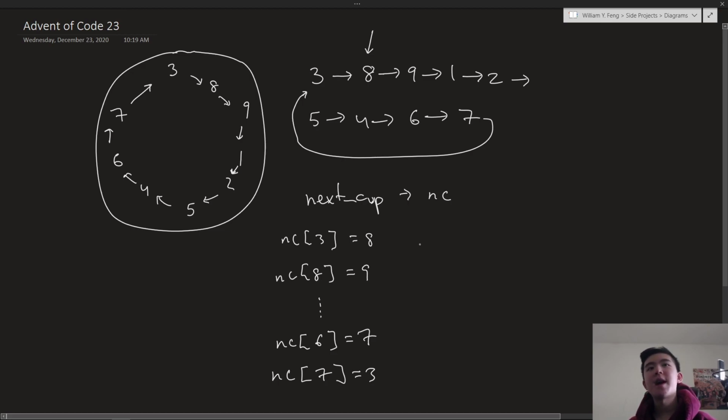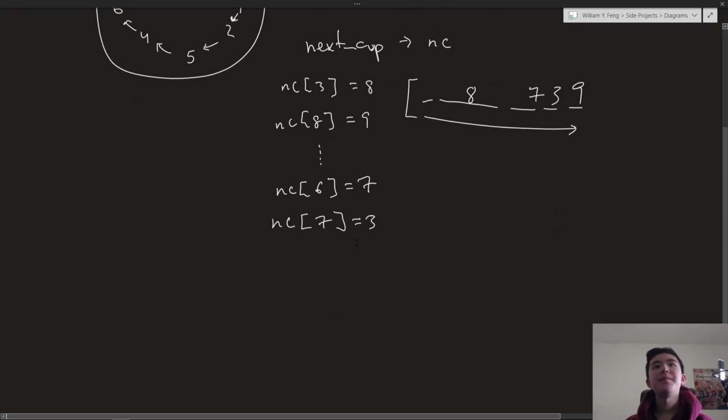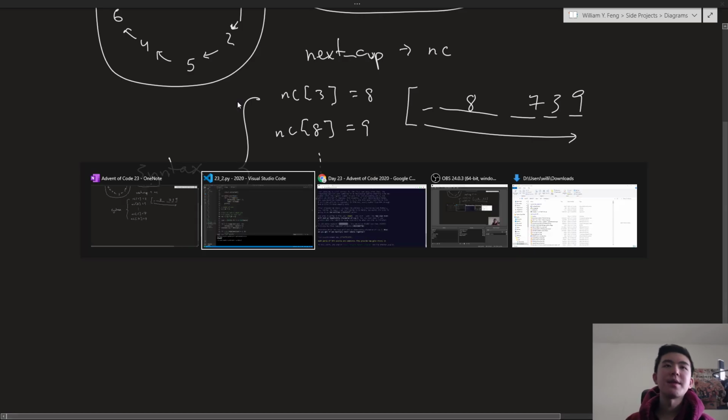Because if we turn this into an actual list, it doesn't really make much sense. I guess we have 3 here. We have 8 here, we have 9 here, we have 7 here, we have 3 here. It just doesn't really make a lot of sense if you just go through the list linearly, but it does make sense if you treat indexes as values, and values as elements in the linked list, and if you want to find the next value in the linked list, that is just the value of that element. So this is our syntax for our linked list. We're going to use a list.